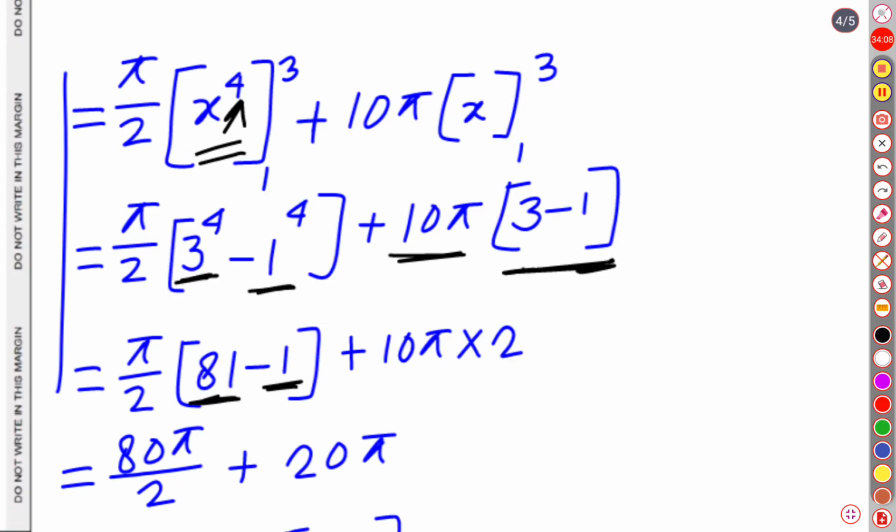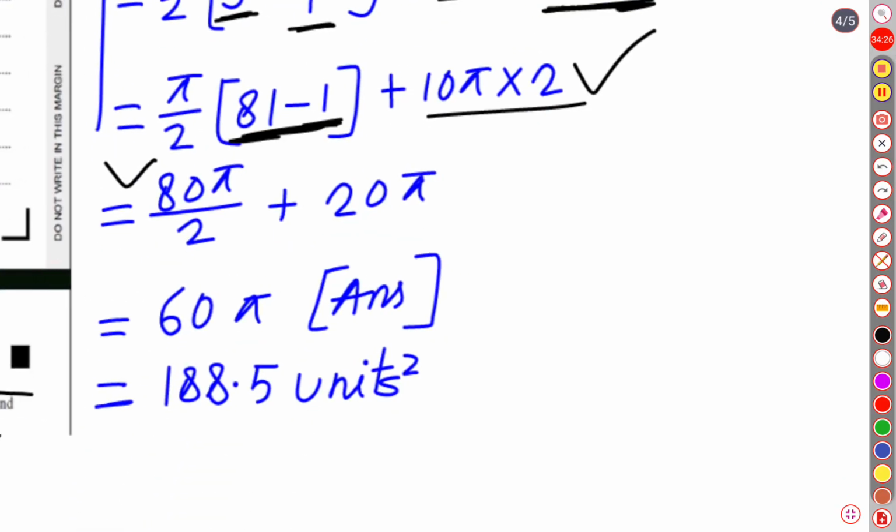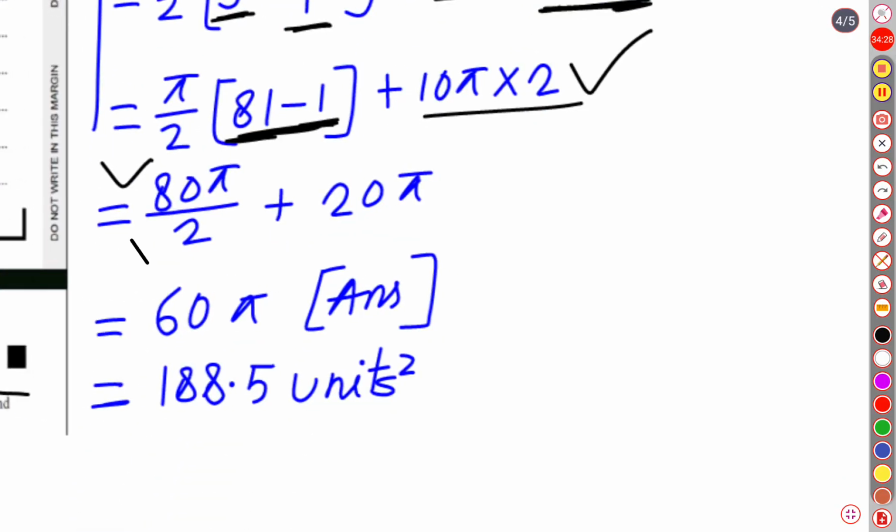3 minus 1 is actually 2, so 2 tens are 20, so it is going to be 10 into 2. Then from 81, if we subtract 1, it is going to be 80. 80 divided by 2 plus 2 tens are 20. After that, what are we going to do? If we divide 80 by 2, it is going to be 40. So 40 plus 20 means 60 pi. So 60 pi is our final answer.